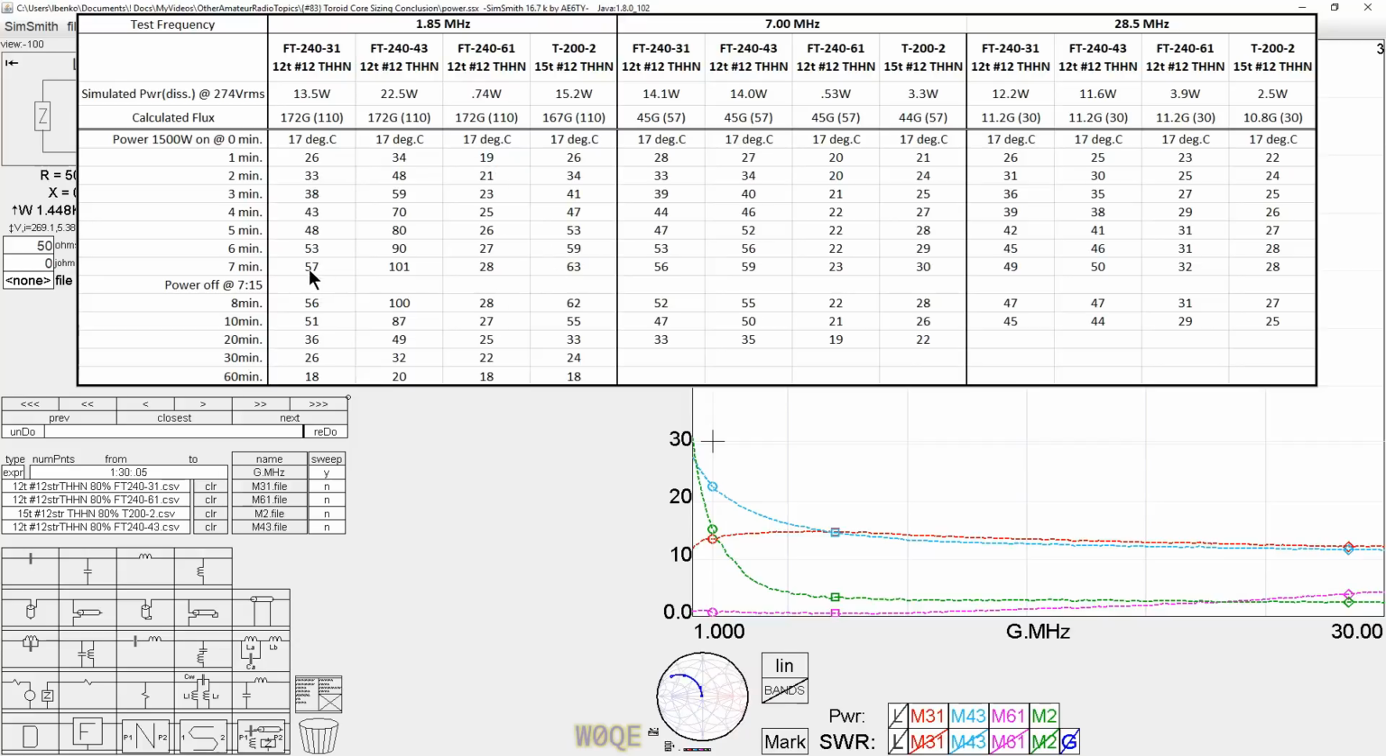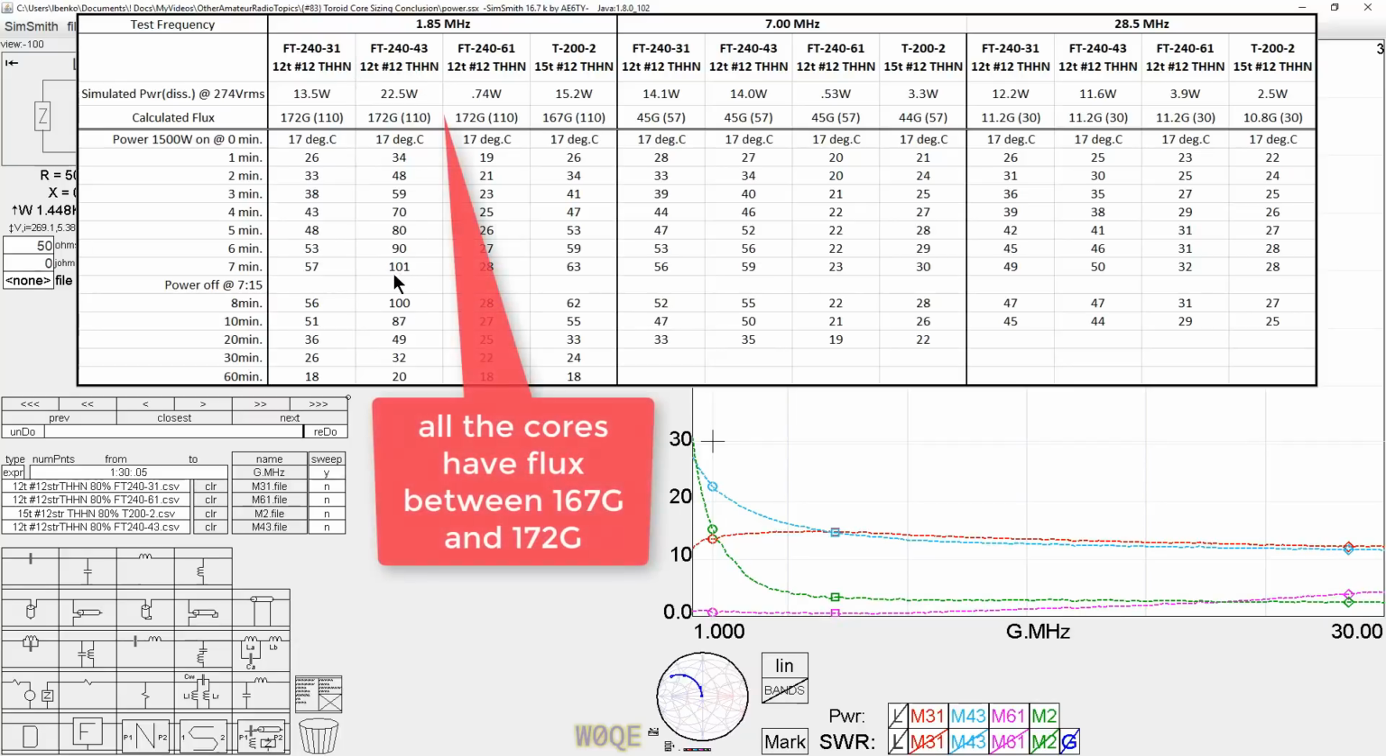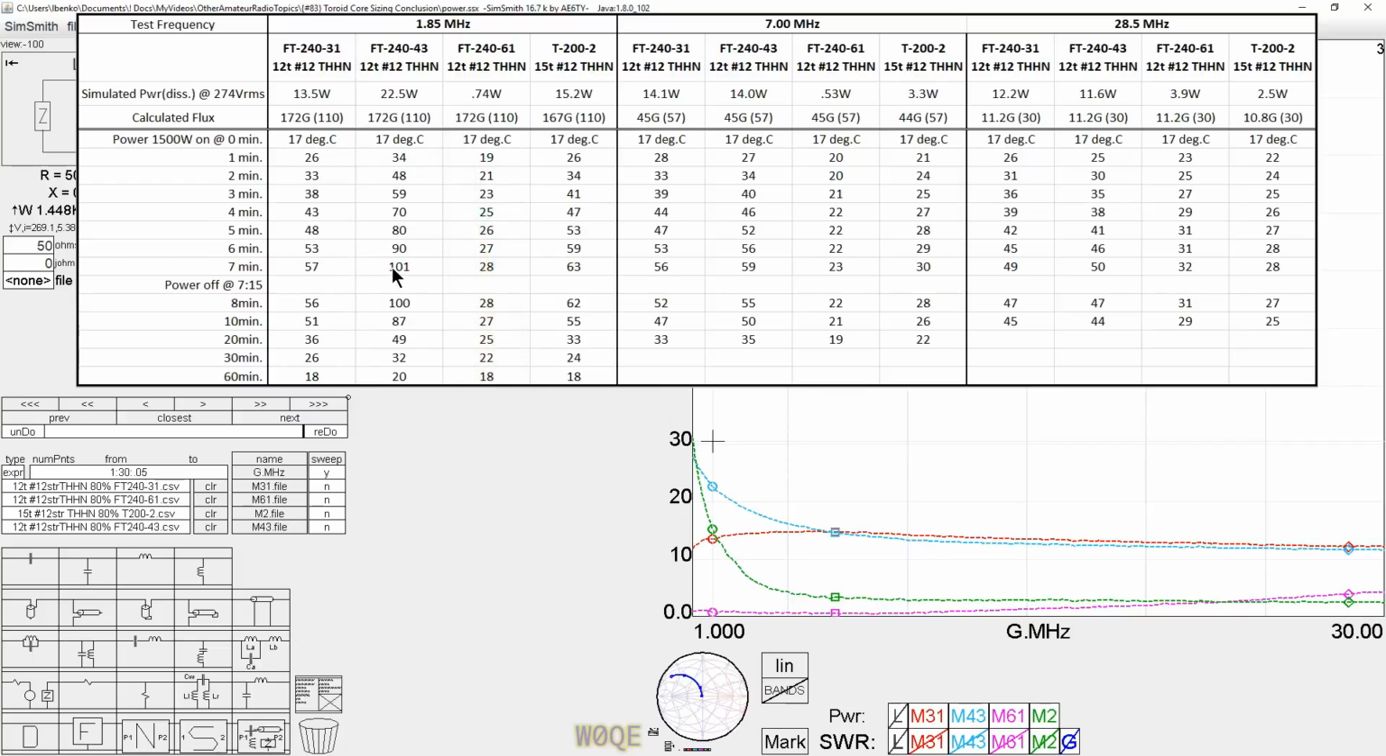You could argue these might be fine. This is 100% duty cycle, key down the whole time. So this represents a very bad environment, and probably nobody's ever going to transmit key down that much for that period of time. But nevertheless, once you get to that temperature, it's interesting. It took 20 minutes for the number 43 core to get down to 50 degrees Celsius. So once they get warm, it takes a long time for them to cool off.